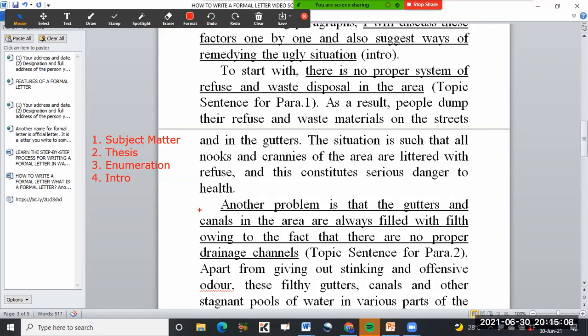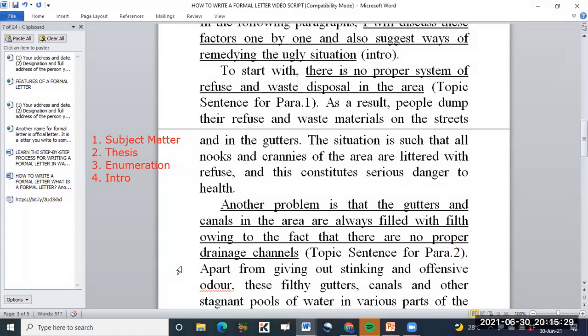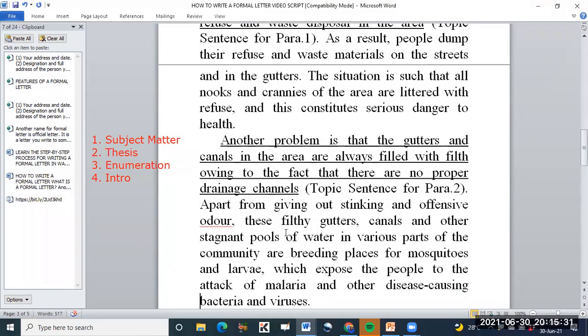You see, first of all, you have talked of the system of refuse and waste disposal. Now you are talking of drainage channels. And so this is the topic sentence for paragraph 3. All right. So now let's move ahead. Once you have stated your topic sentence, all right, then the next thing is for you to provide evidence.